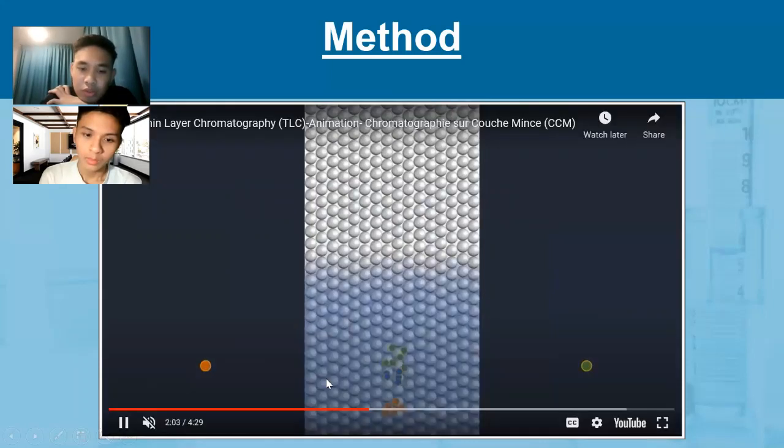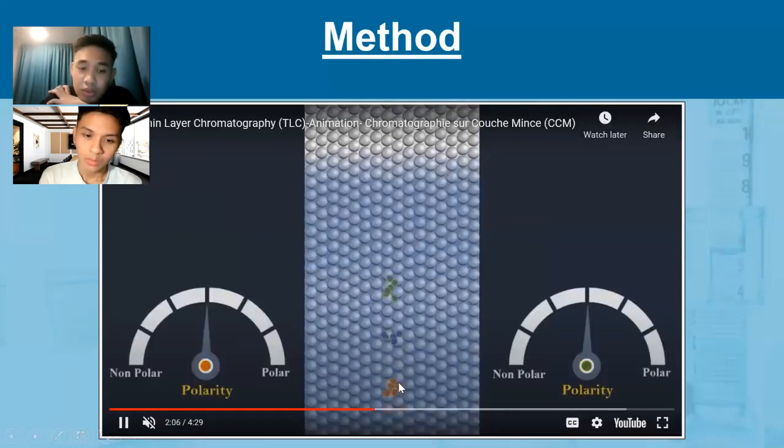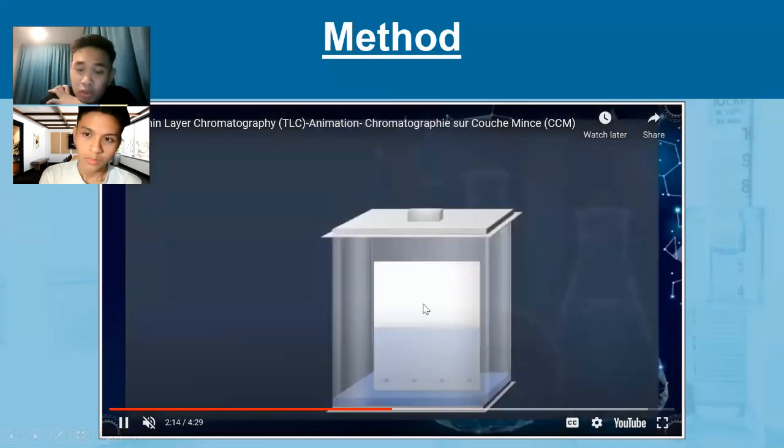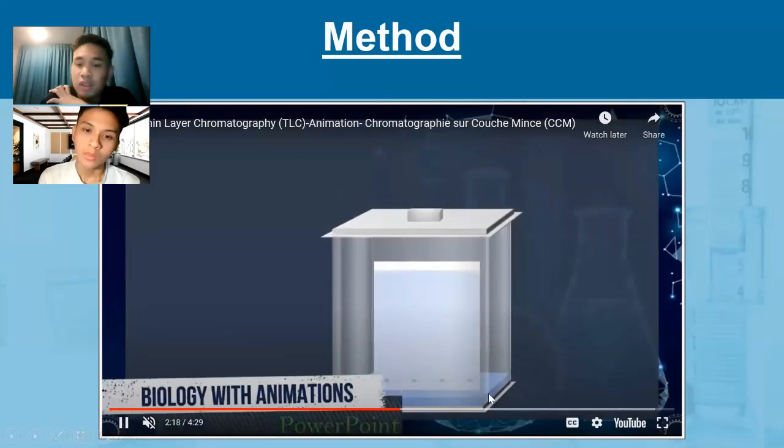Okay, why is the orange one down here? Because the orange is more polar than the green one, which is non-polar. So the non-polar compound will go further with the mobile phase, because the mobile phase is non-polar.